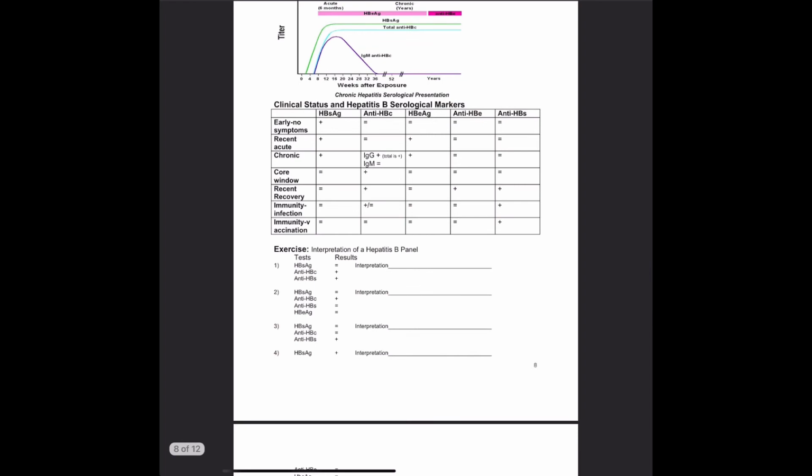So here you have a chart showing when each of these antibodies and antigens spike after infection. And this chart is a really good reference for you guys. Based on this kind of chart, you need to be able to answer questions about whether someone has an acute infection, a chronic infection, whether they've been vaccinated, those kinds of questions.